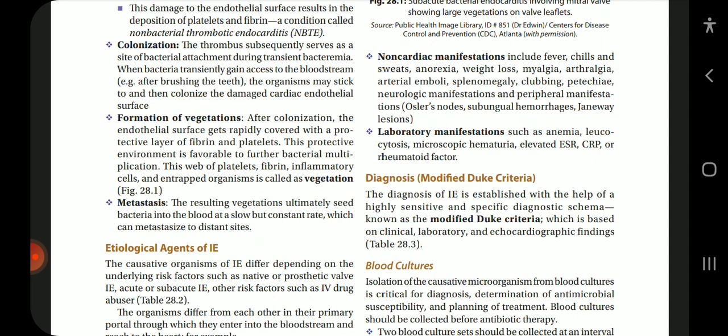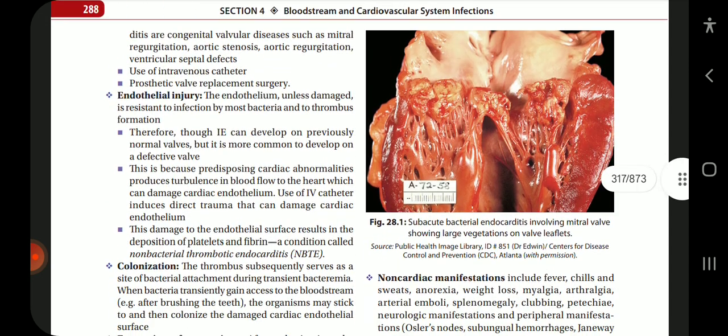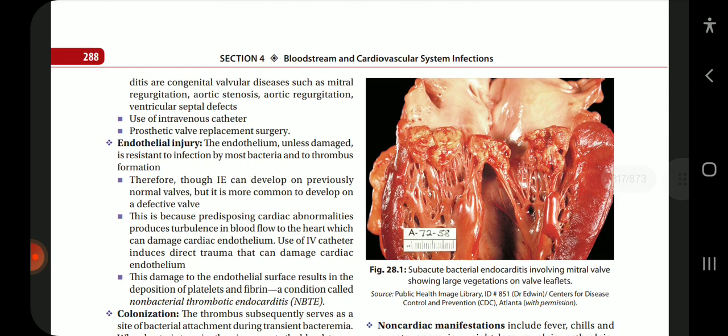Okay. Now metastasis occurs. The resulting vegetation ultimately seeds bacteria into the blood at a slow but constant rate, which can metastasize to distant sites. This vegetation can be seen in figure 28.1, in which subacute bacterial endocarditis involving the mitral valve shows a large vegetation on the valve leaflets.